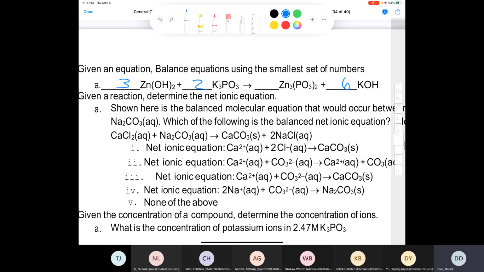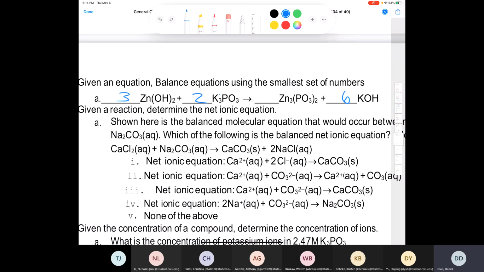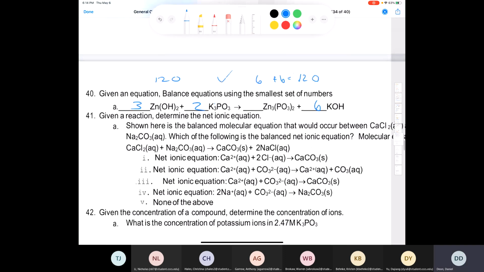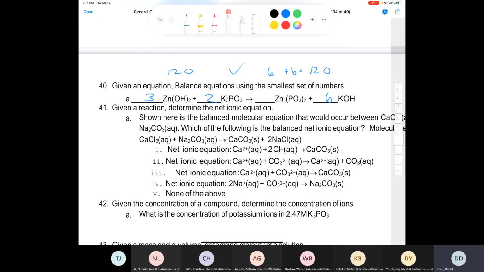Let's double check. So we got 3 zincs, 3 zincs. We've got 6 potassiums, 6 potassiums. We've got 6 plus 6, so we've got 12 oxygens on this side. And then we've got 3 times 2, so that's 6 plus 6 equals 12 oxygens on this side. We've got 6 hydrogens over here, and we got 6 hydrogens over here. Boom! It is balanced.